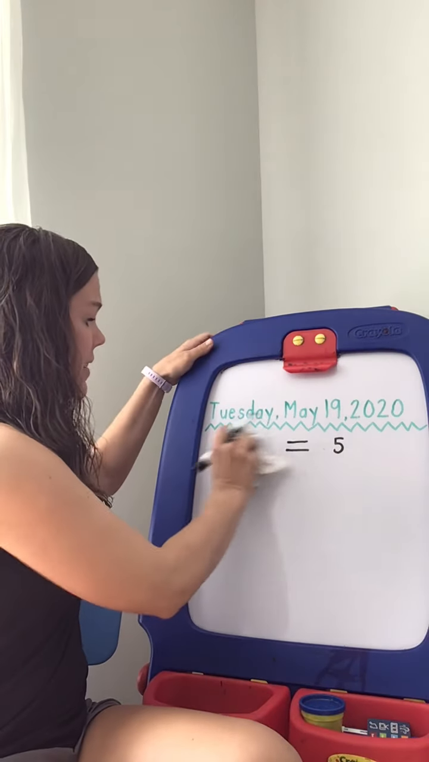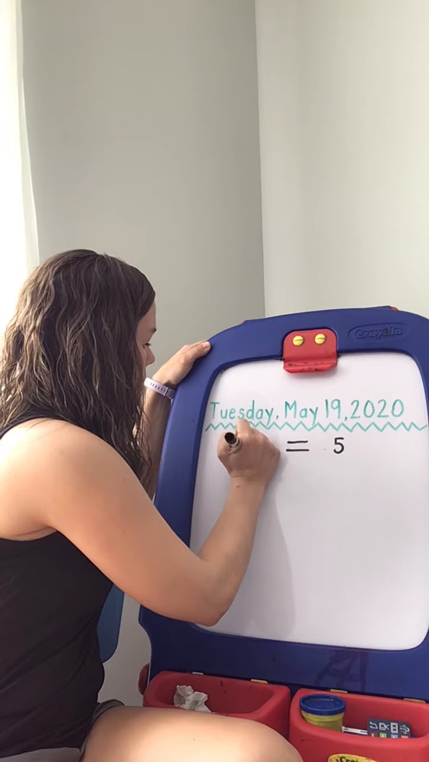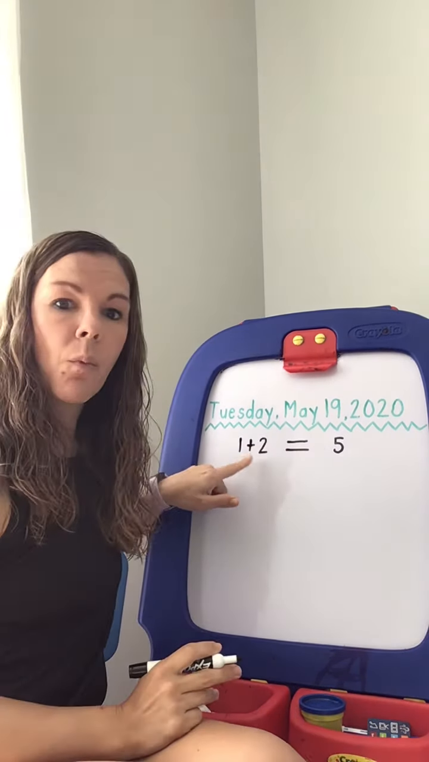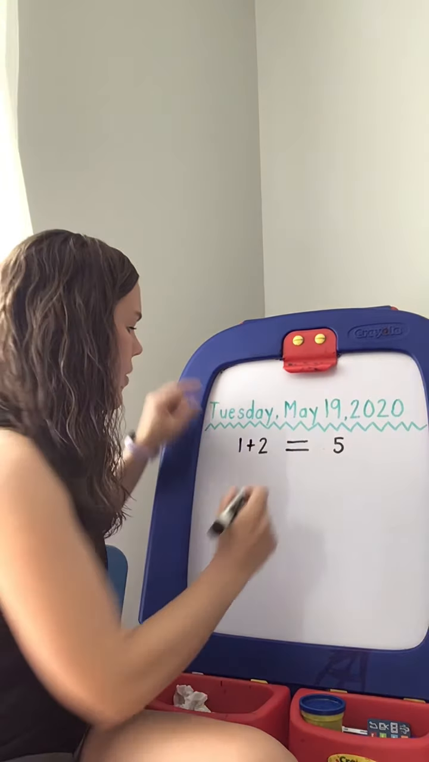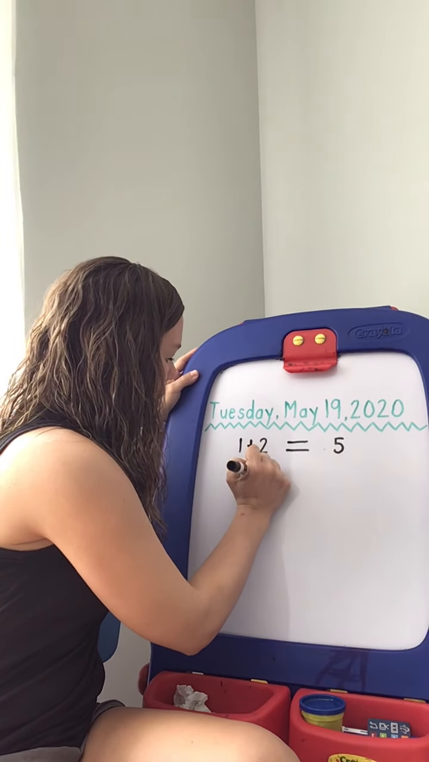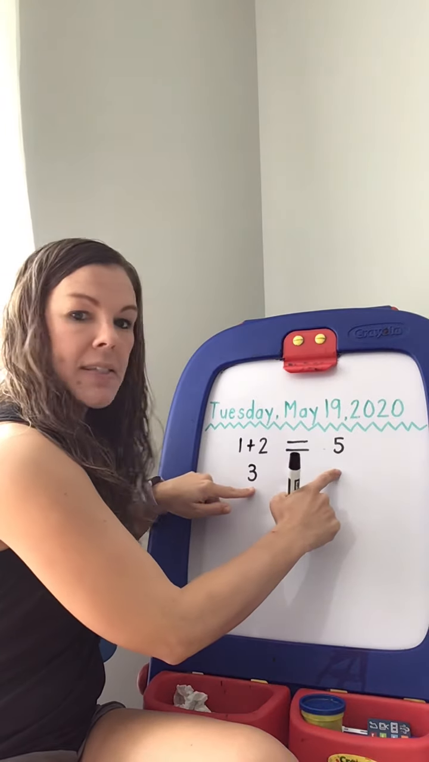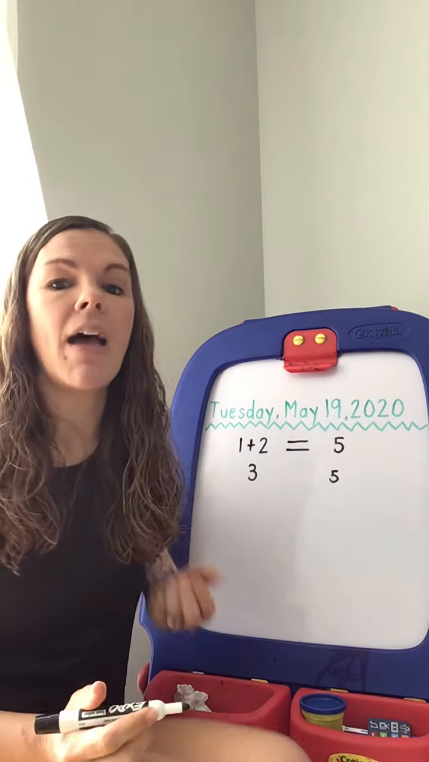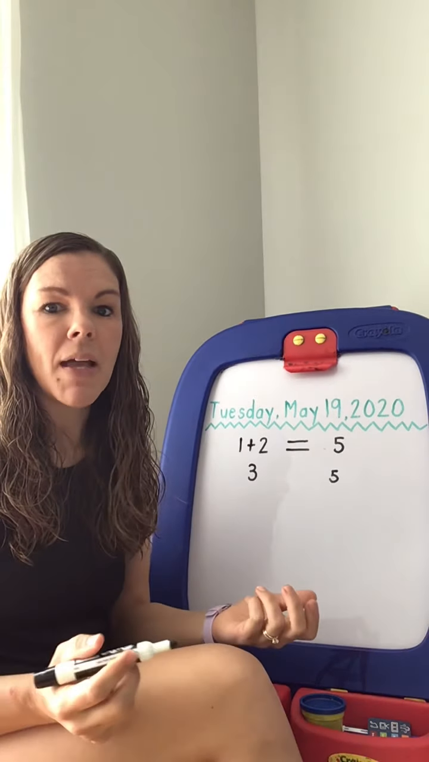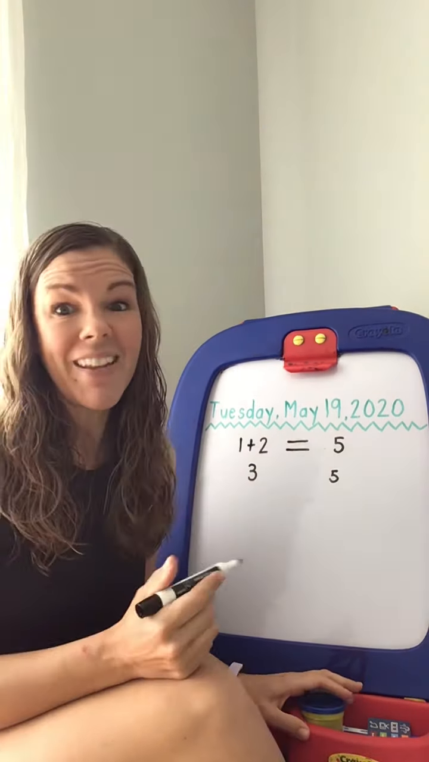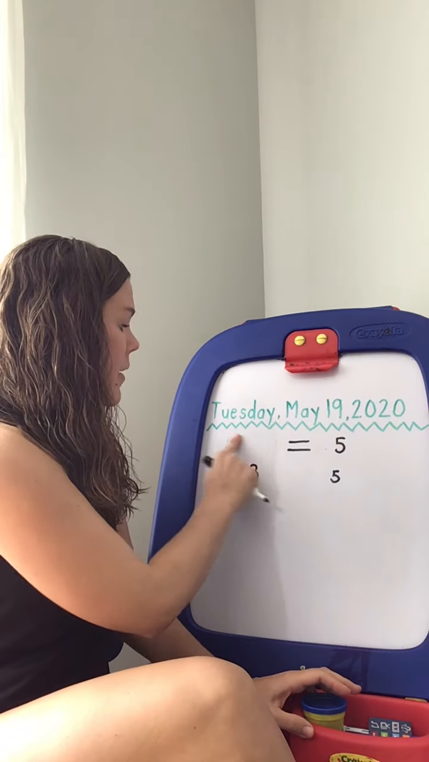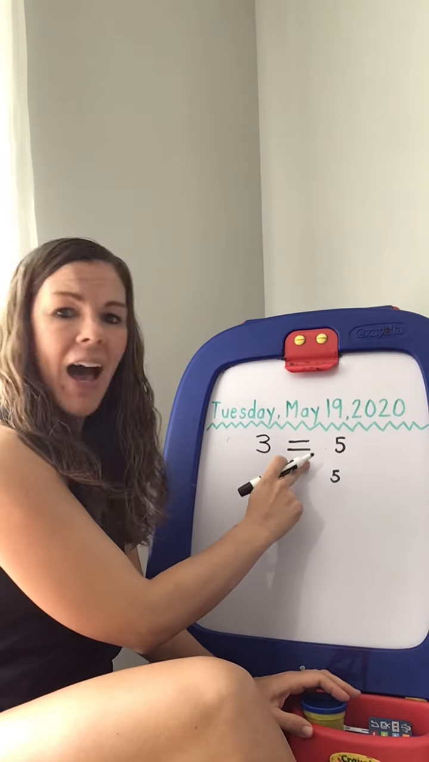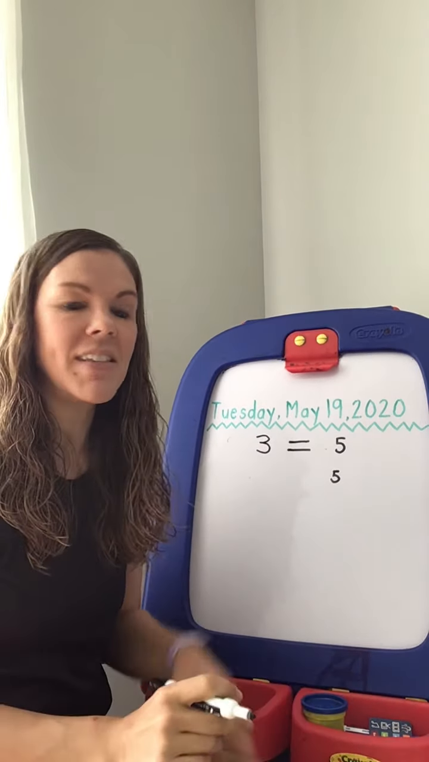If I had this, well, I know that 1 plus 2 is 3, right? Is 3 the same as 5? No, those are different amounts, okay? So sometimes I might have an equation over here that is not the same, or I may have a number. 3 is not equal to 5. It is not the same amount.